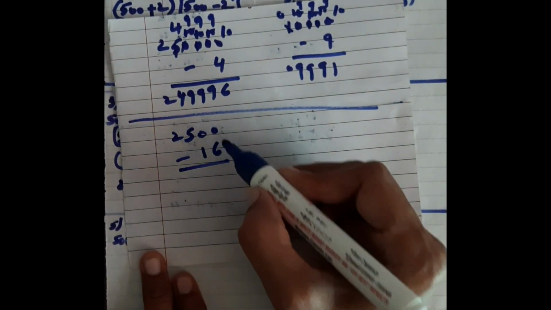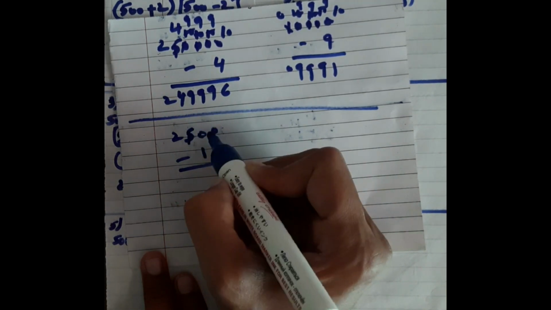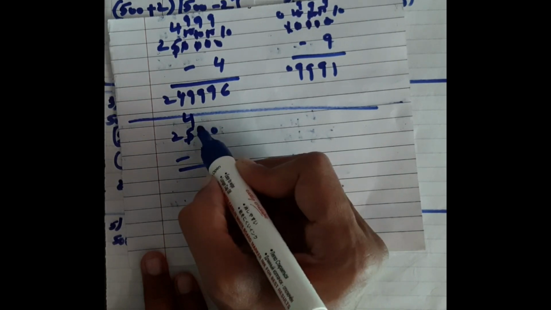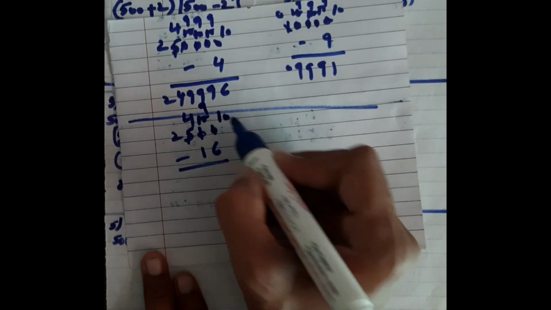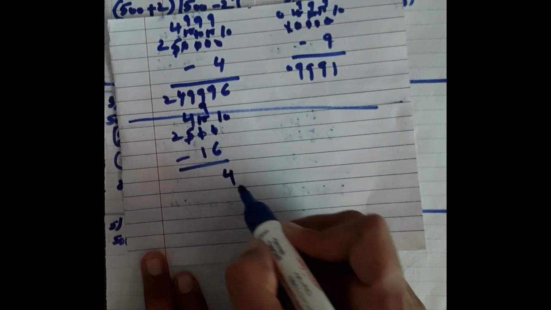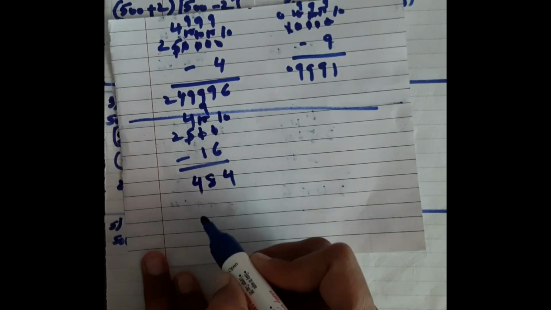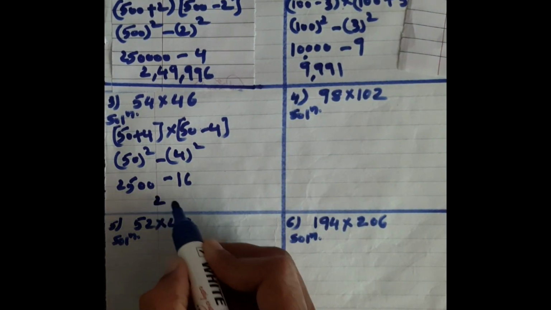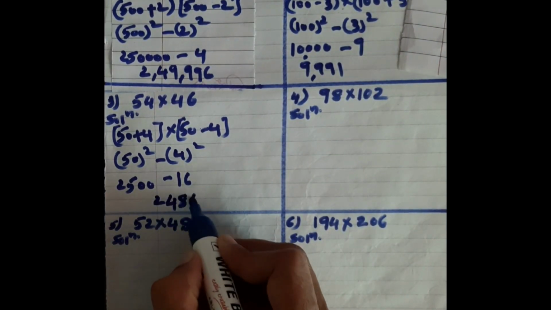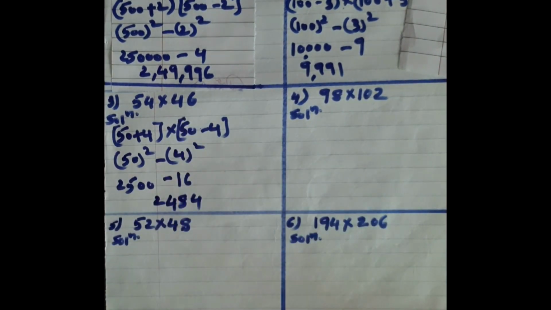So again 0, we can't subtract 6. Here also 0 is there. So here we'll take 1 here. So 5 becomes 4. This becomes 10. 1 we are giving here. This becomes 9. This becomes 10. 10 minus 6, 4. 9 minus 1, 8. 4 is there. 4 only we will write. 2 is there. No number is there down. So 2. 2484. What answer we got? 2484 is the value for 54 into 46.